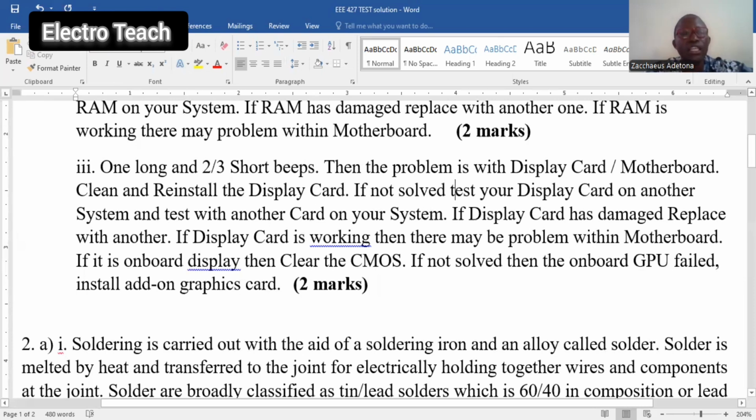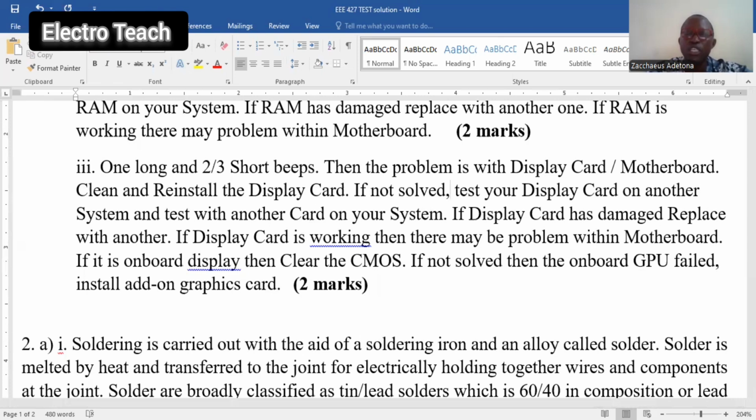You can clean and reseat the display card, and if the problem is not solved, you can test your display card on another system and test with another card on your system. If you have another card, swap the one on your system with another one and check whether the problem will be resolved. If the display card has been damaged, you need to replace it with another. But if the display card is working, then there will be a problem within the motherboard.